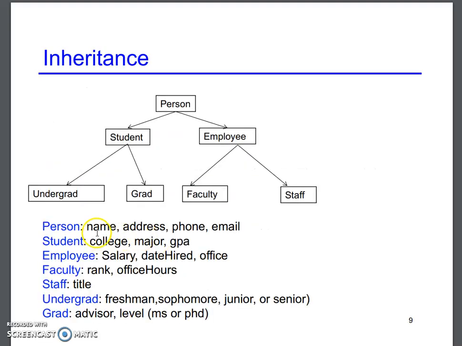Well, a person may have a name, an address, a phone number, and an email, but a student has all of those, and then in addition, they might have a college they go to, a major, and a GPA. Similarly, an employee, which is also a person, has all four of those fields, but they also have the salary, the date hired, and the office they work in. This is generally how subclasses are. We just simply attach additional fields and functionality to the existing fields and functionalities of the parent class.